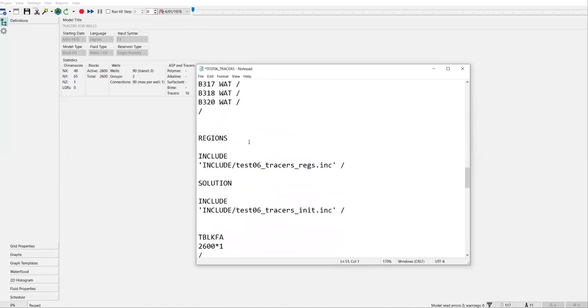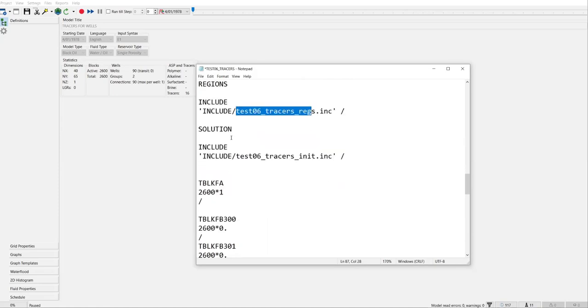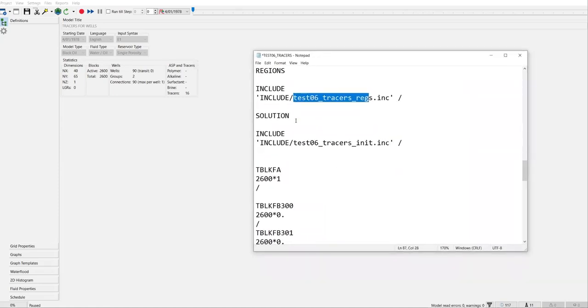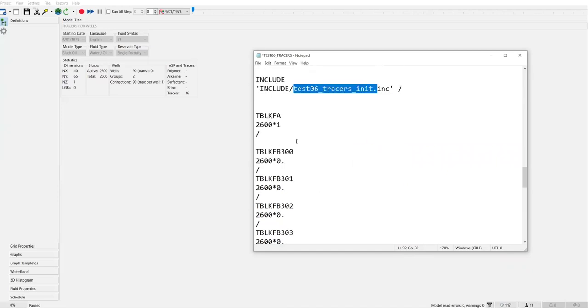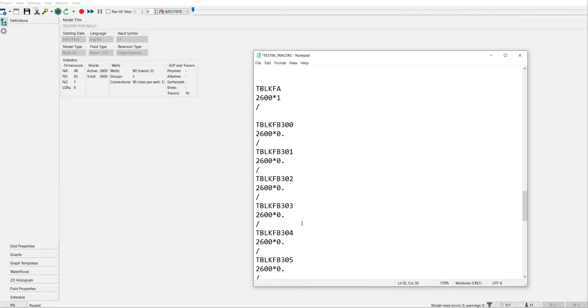And the third keywords, you put that under the solution. All right, so you have regions, nothing special. You include this file to be used for regioning. And for the solution, you put this one for initialization, and you put these keywords, which are very important.